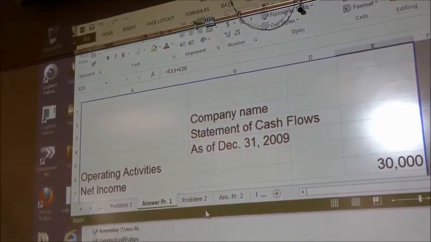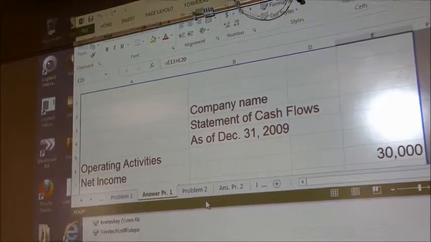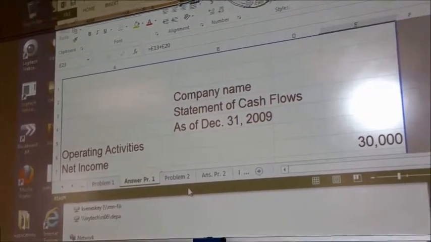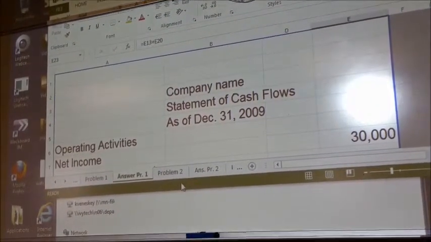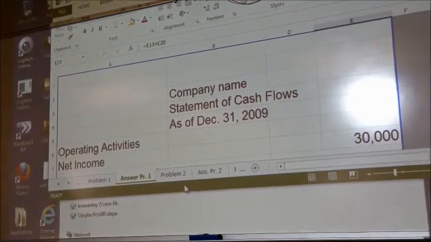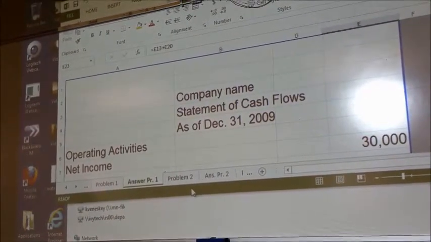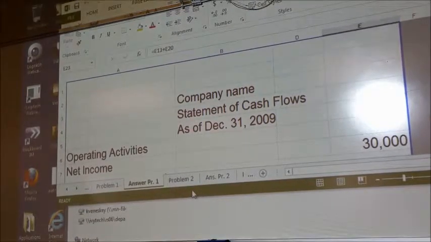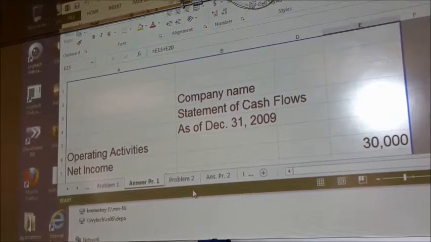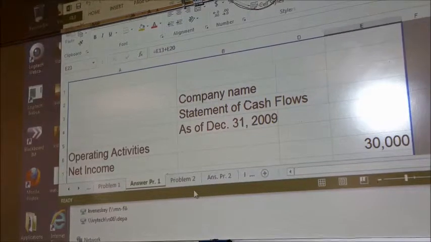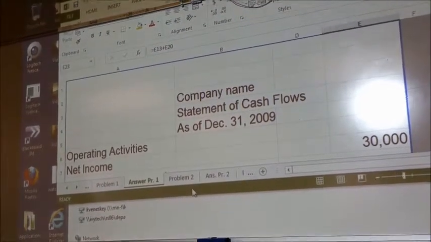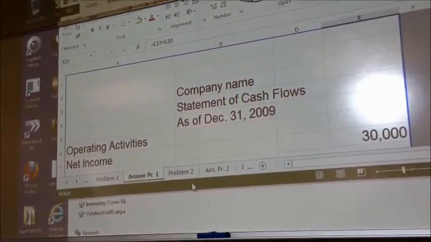And then I always look for two things on the income statement. Depreciation and gain or losses. Notice I don't have either of those this year. What's one big clue on why I don't have any depreciation? I can't have depreciation because... You just started the business.